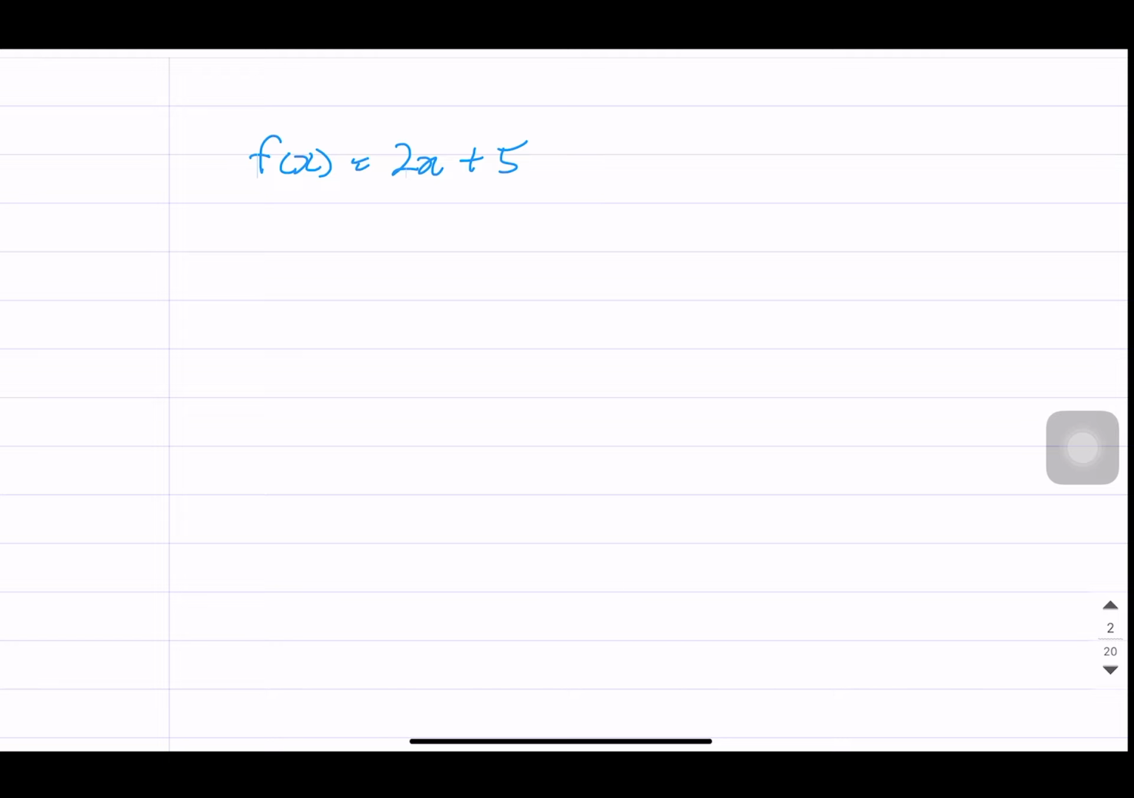Traditionally, in IGCSE and IB, we have to substitute a number into this function. For example, we're told that in f of x, we put in 2. The function becomes 2 bracket 2 plus 5. Note that when we have x, we have x, and when we have 2, we have 2. 2 times 2 is 4, plus 5, so the answer is simply 9.